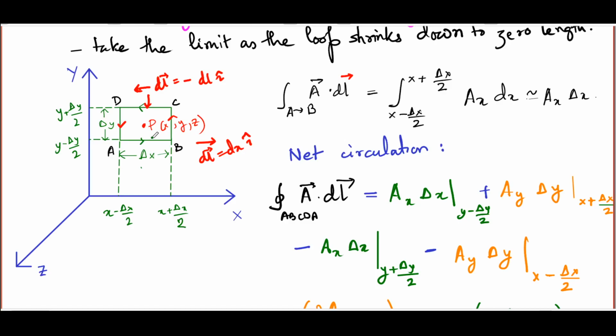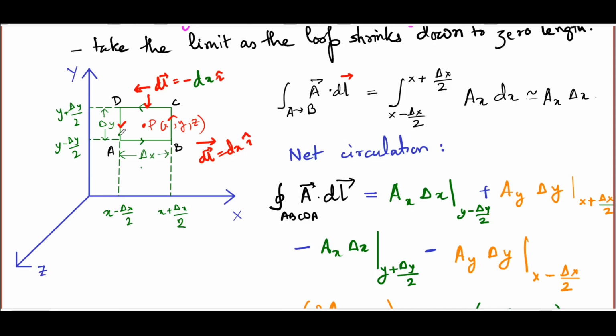So when I dot dl vector with A, what I'm going to get is simply ax times dx, which is what is going to be integrated here. And the limit is going to be from x minus delta x by 2 to x plus delta x by 2. And that, at least for a very small loop, is going to be ax times delta x. The value of ax inside this piece times the length of the piece. Now this is for this particular line. For this one, you have to use dl vector, which is minus dx times i hat. For this one, on the other hand, you would have to use dy times j hat. For this one, minus dy times j hat.